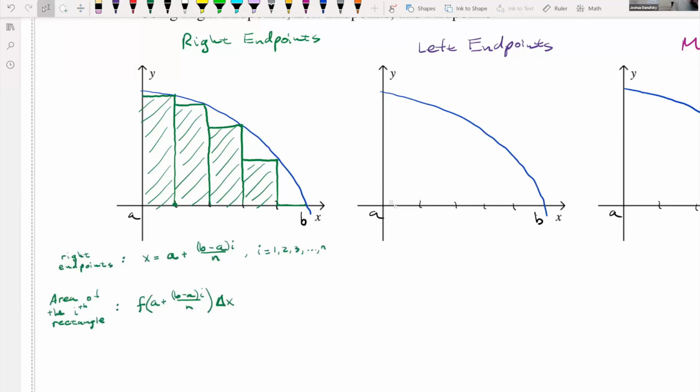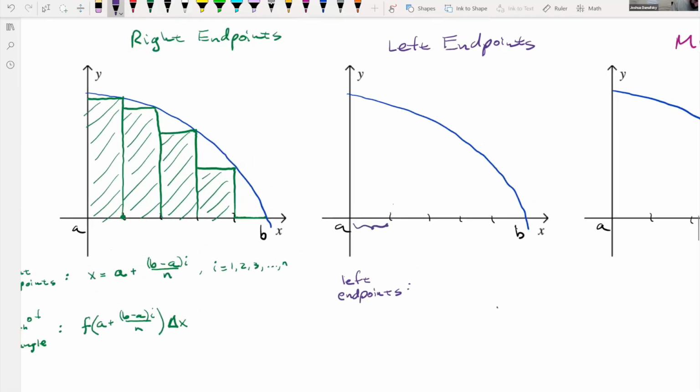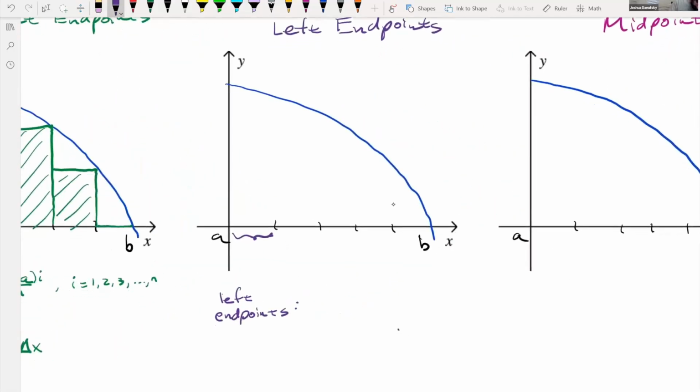Now, we could just as easily do this with left endpoints. So now we're going to look at left endpoints. And that's going to be a matter of looking at our first interval here and choosing the endpoint of that interval on the left, meaning I'm going to use this point here to get the height of my rectangle, like that, for my first rectangle. It's going to look something like this.